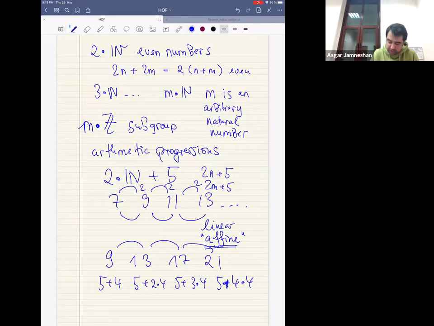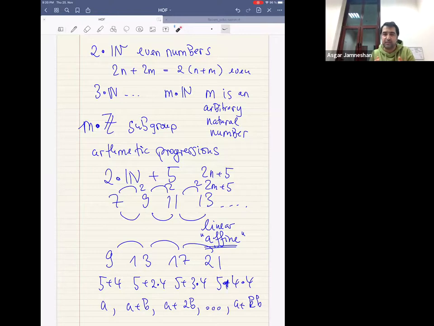More generally, we can write this as follows: you have some number with which you start, say A, and then you have A plus B, A plus 2B, and so on and so forth. And then you have A plus, say, KB. Okay, so this is not quite a sub-semigroup or a subgroup or whatsoever, but it is still an object which has some additive structure. Some arithmetic structure.